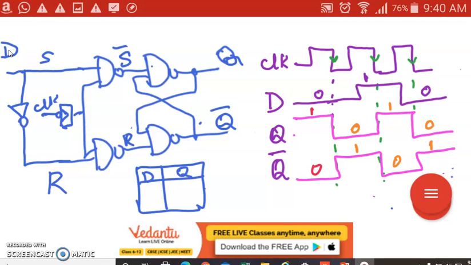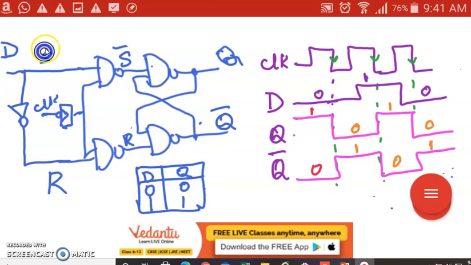This is our Q. If D is 0, this is 0; D is 1, this is 1. So D flip-flop is also called a delay flip-flop or a data flip-flop. Whatever input I provide, I'll be getting the same output. Q bar is a complementary output. Now in this video, I'll be discussing the negative edge triggered D flip-flop.